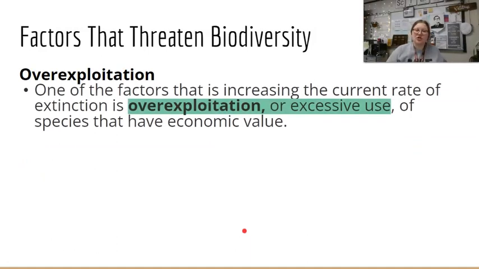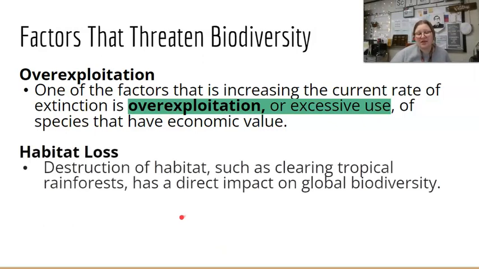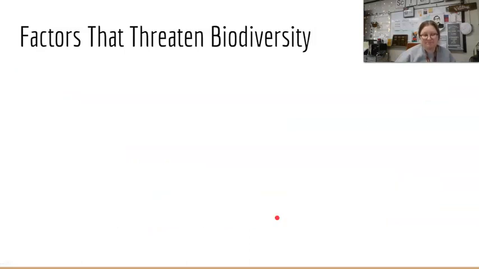Overexploitation is another concern. One of the factors that's increasing the current rate of extinction is overexploitation, which is also excessive use of species that have economic value. Another is habitat loss. The destruction of habitats, such as clearing tropical rainforests, has a direct impact on global biodiversity, especially because tropical rainforests are the most diverse ecosystems. Disruption of a habitat, such as overfishing, can start a chain reaction and affect an entire ecosystem.